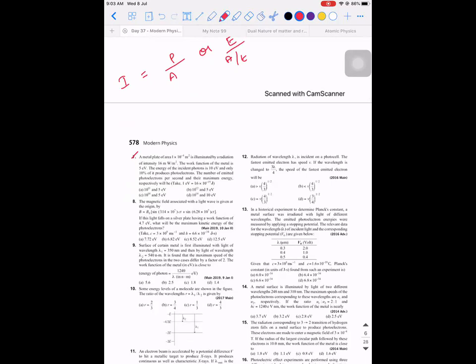So the work function of the metal is 5 electron volt. The energy of the incident photon is 10 electron volt, and only 10% of it produces photoelectrons. The number of emitted photoelectrons per second and their maximum kinetic energy. Number of photoelectrons per second, I told you the formula. What is it? So P by T is equal to N by T. P by T is equal to N into E.